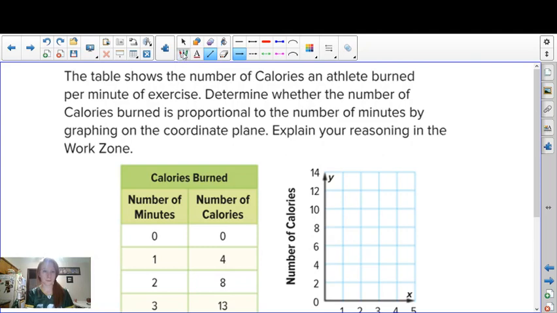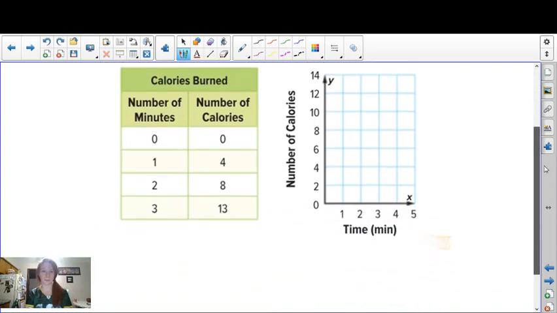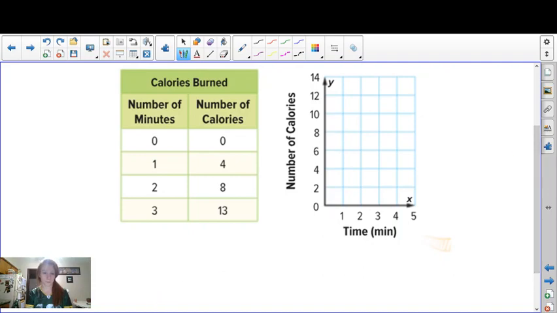All right. The table shows the number of calories an athlete burned per minute of exercise. Determine whether the number of calories burned is proportional to the number of minutes by graphing on the coordinate plane. Explain your reasoning. Again, ignore the word work zone because it's on paper, making sure that you can still see everything. So we're going to graph this.